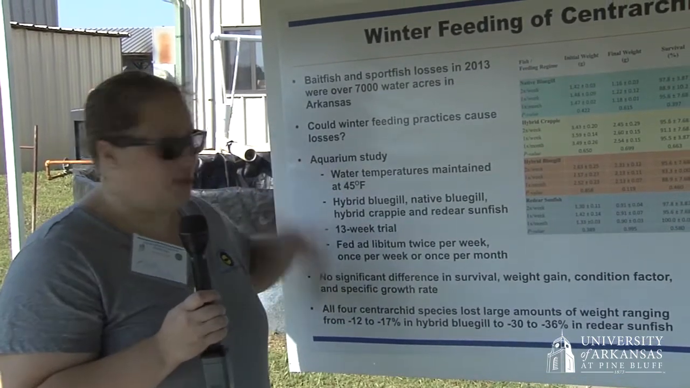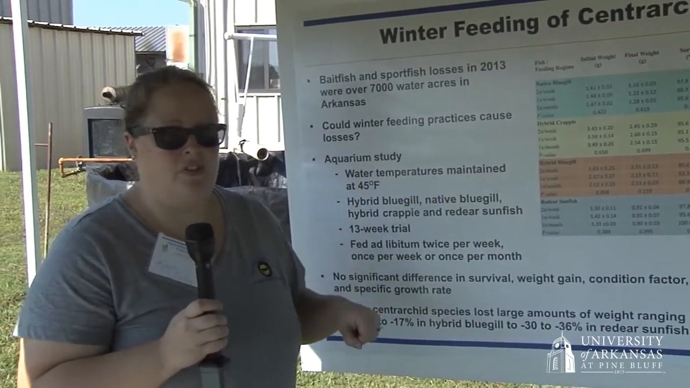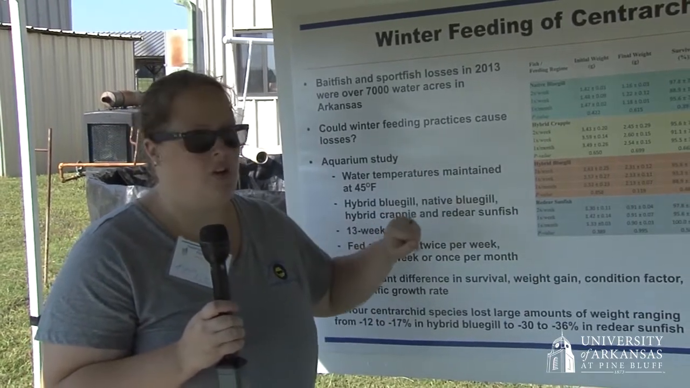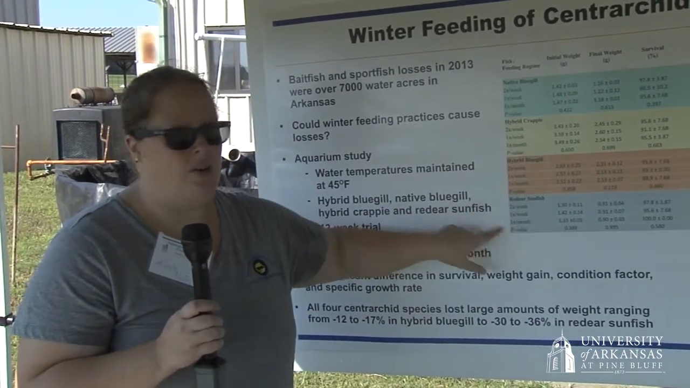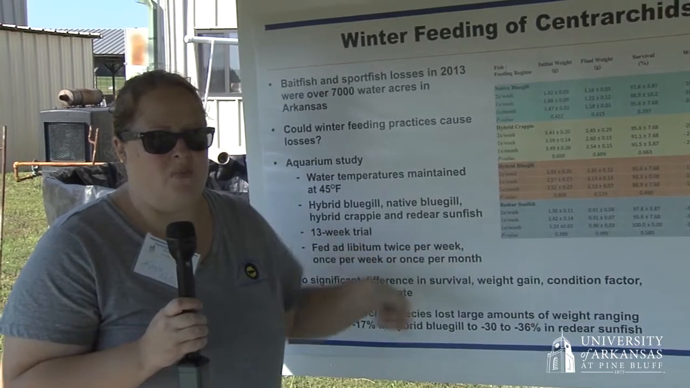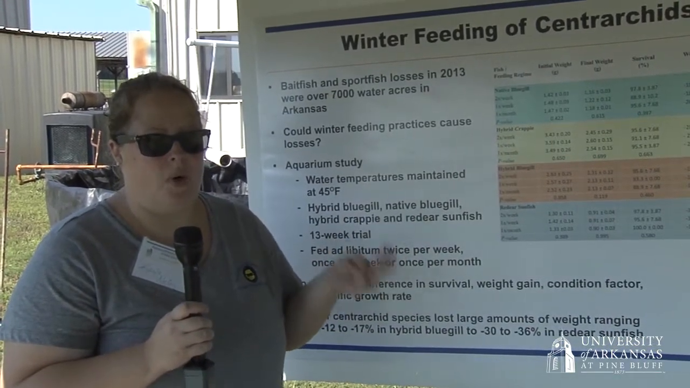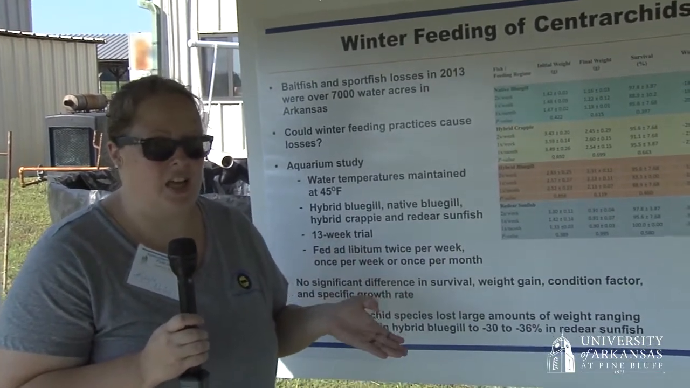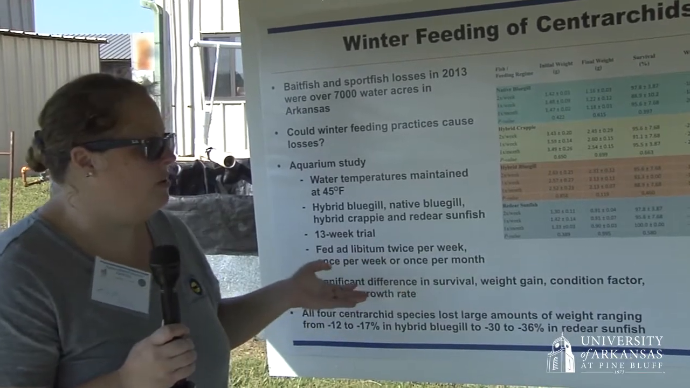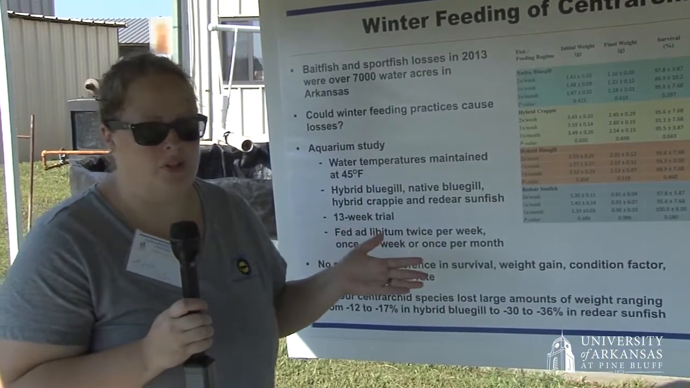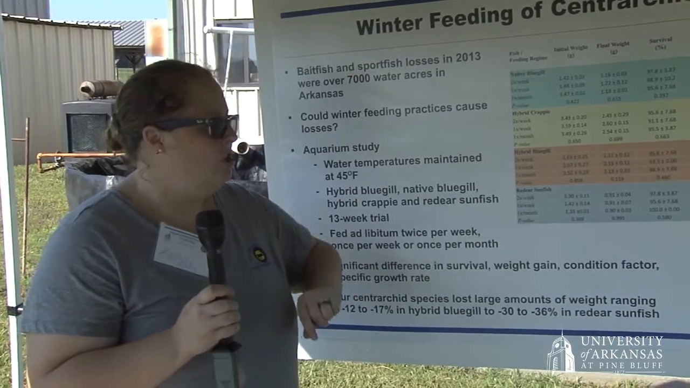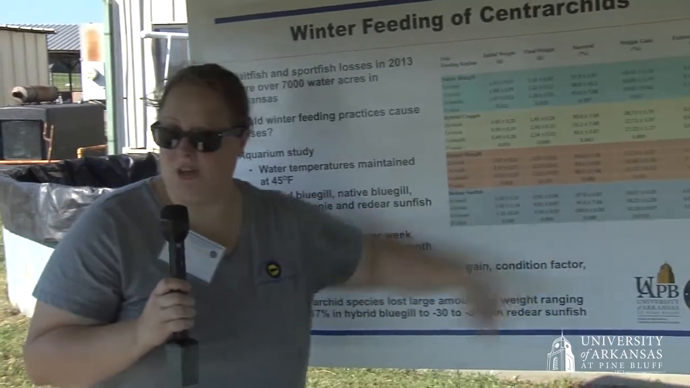So what they wanted to do is get several different fish species. So they tried native bluegill, hybrid crappie, hybrid bluegill, and red ear. And they fed them either once a week, twice a week, or once a month. And what they found is that the fish did not die. They had pretty good survival, from 88.9%, give or take, to upwards of 100% survival.